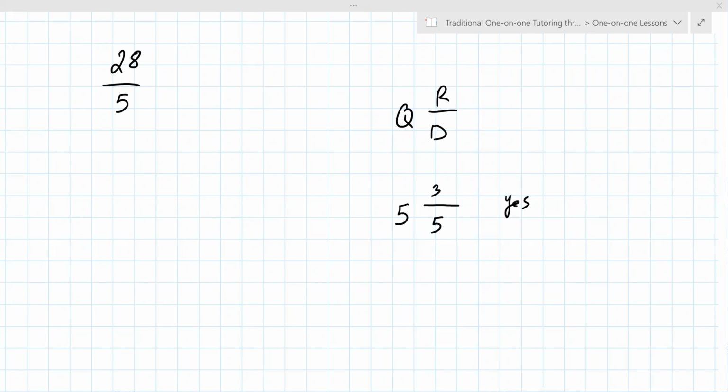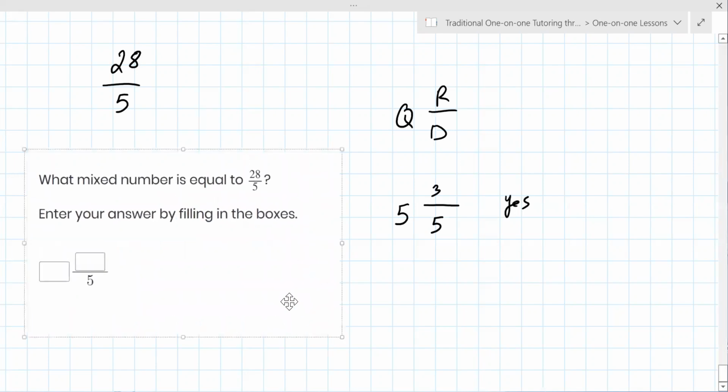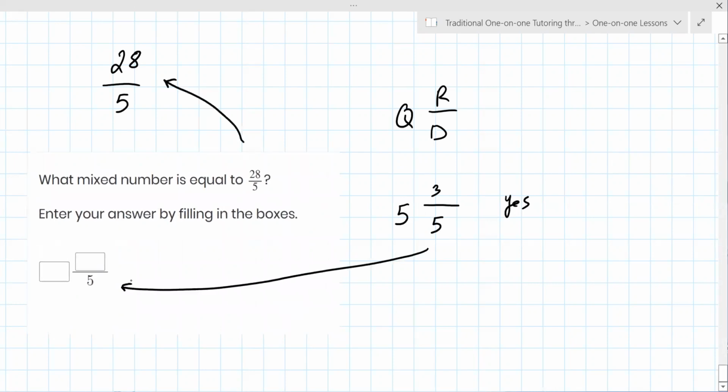I'm just gonna get the entire problem so you can see it now. They ask you about 28 over 5. That's what you did. And then you take your answer and it goes over here. So you'd have to fill in the appropriate boxes. Okay, so let's have you try a new problem, start to finish.